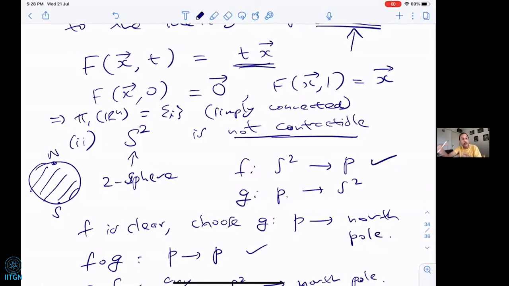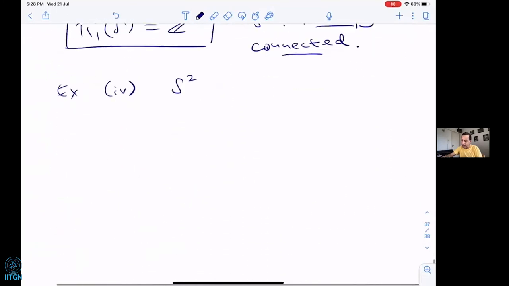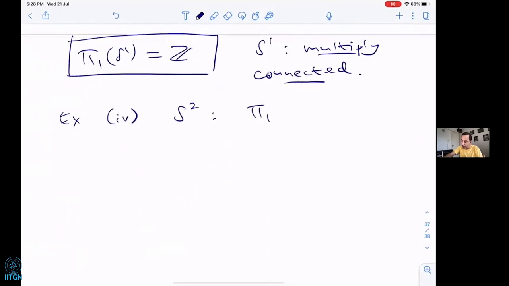In S1, it couldn't go off the circle, but in S2, even staying on the surface, it can always smoothly contract to a point. And therefore, pi 1 is trivial. So let's say that for S2, pi 1 is trivial. Pi 1 of S2 is just the identity. This is described in more detail in the book.